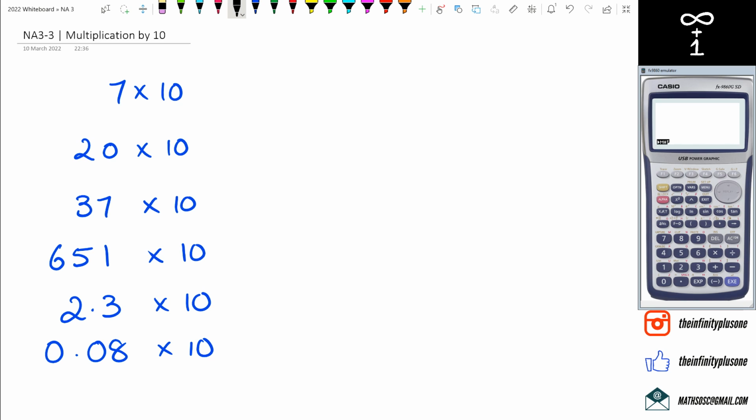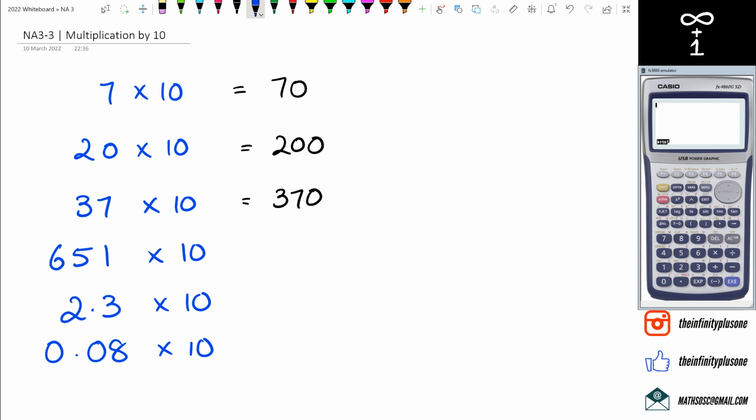Hey guys, in this video we're going to be looking at some really quick shortcuts for multiplication of a number by 10. All right, so we're going to start off with the first one here, and I'm hoping that you guys can actually see the pattern here. So 7 times 10 is going to be 70, 20 times 10 is 200, 37 times 10 is 370. Now I'm kind of hoping that you guys can actually see the pattern here.